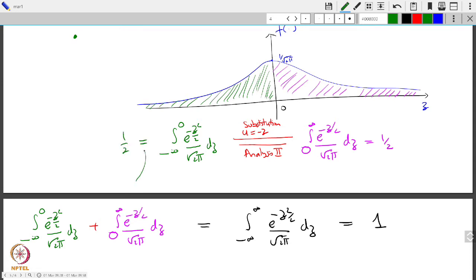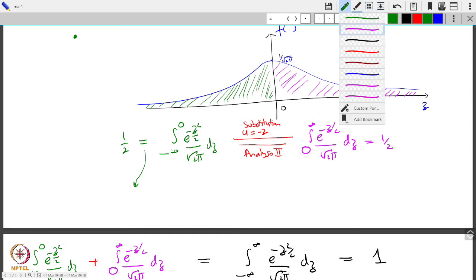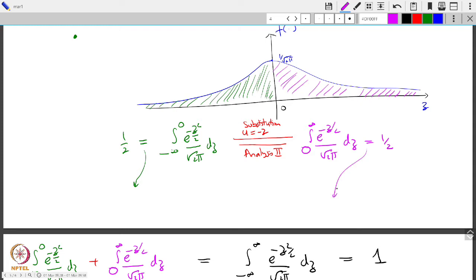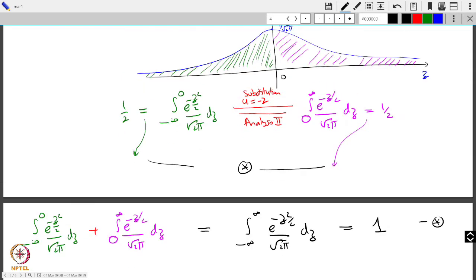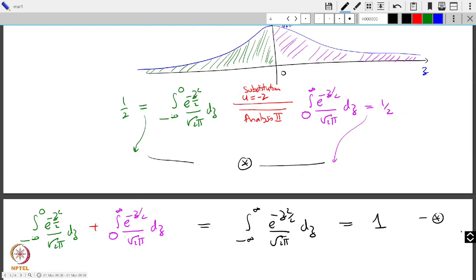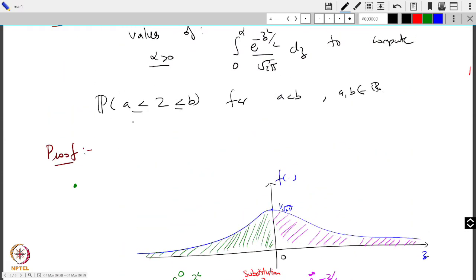Right? That is from this line. So green and the pink are equal, and they're both half because they sum up to 1. So that's very good. So now we can go back and answer this question.